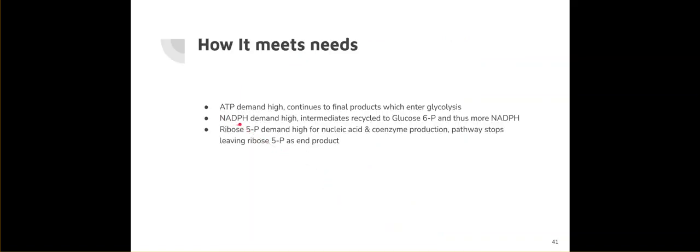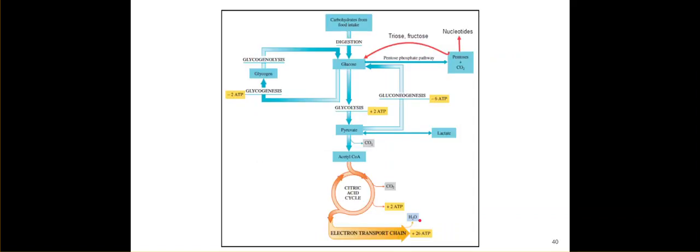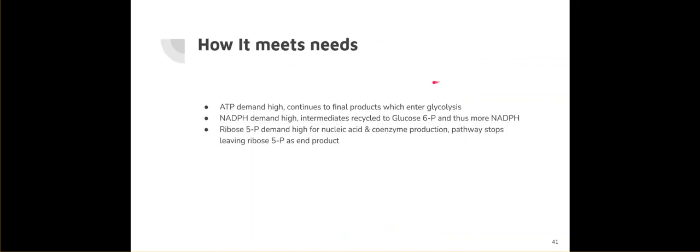If we have a high demand for this NADPH, this is NAD with a phosphate and a hydrogen on it, then it will recycle the intermediates of that to glucose 6-phosphate and thus give us more NADPH. So it will form more of this, which then can react and give us more NADPH if it's needed. This is this pentose phosphate pathway we're talking about.